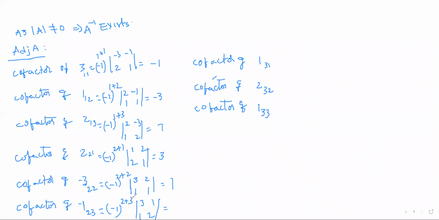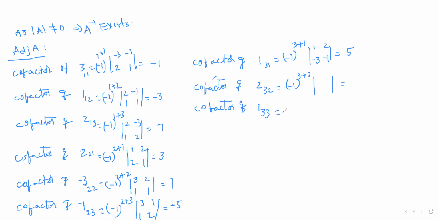So minus 1 whole power 5 means minus only, 3 2s are 6, 6 minus 1 is 5, minus 5. Next, minus 1 whole to the power of 3 plus 1 into determinant of 1, 2, minus 3, minus 1. Minus 1 whole power 4 means plus 1 only, minus 1 plus 6 is 5.